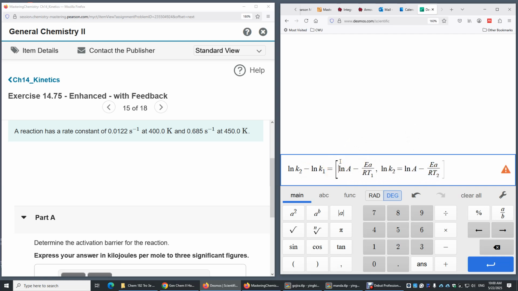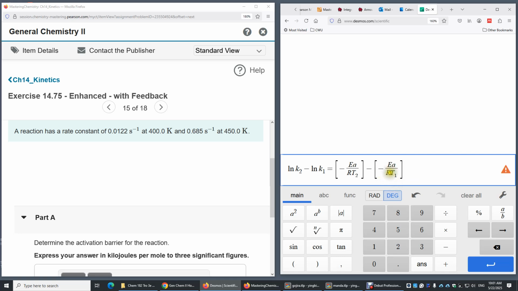It's better to use parentheses, I believe, to make things more clear. Alright, that's it. We have two data points, and then ln k2 is equal to this, ln k1 is equal to this. So I'm gonna take the difference between ln k2 and ln k1. It's gonna be this expression minus this expression, and you can probably see ln A and ln A cancel. That's why we take the difference between two equations.